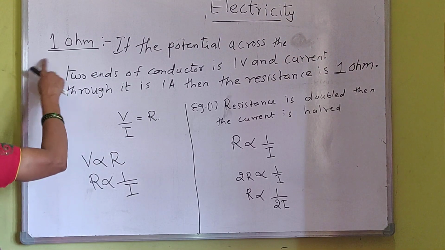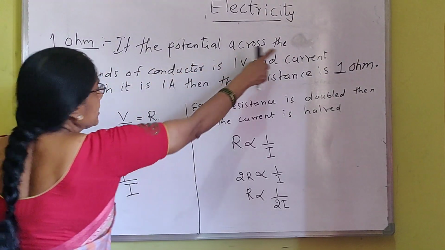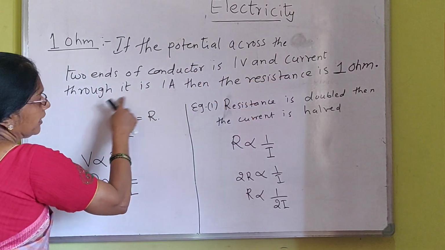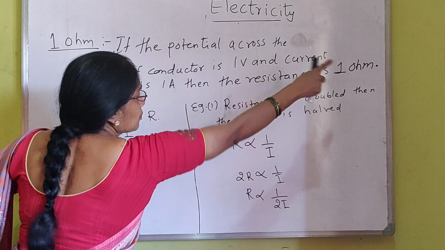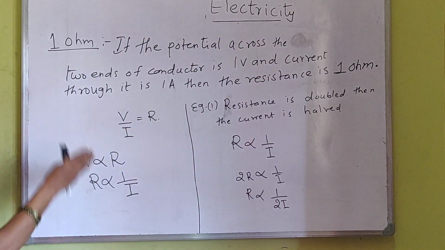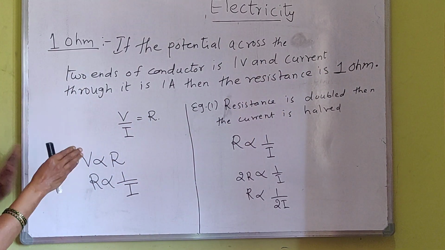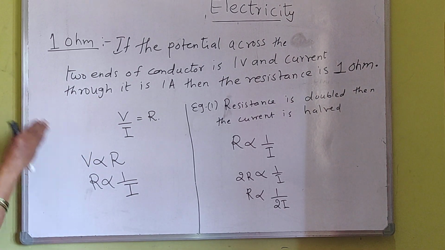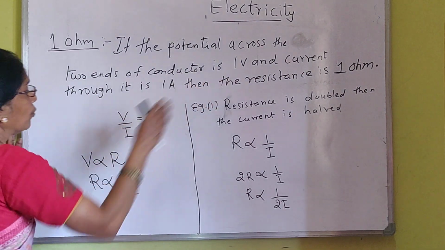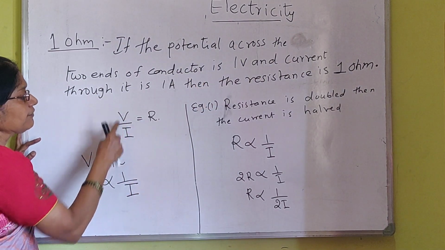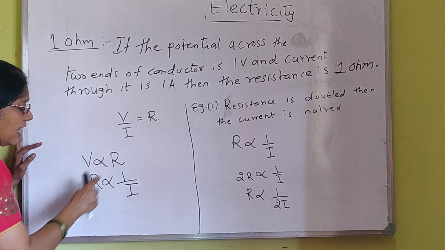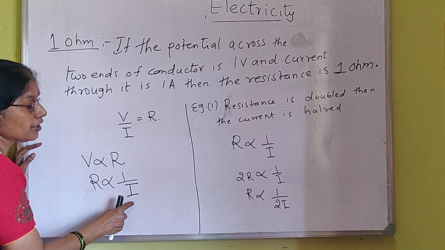Let us see what is the meaning of 1 ohm. If the potential across the two ends of a conductor is 1 volt and the current through it is 1 ampere, then the resistance is 1 ohm. This shows that if the potential difference in any conductor is 1 volt and the current is 1 ampere, then we can say that the resistance of that particular conductor is 1 ohm. We can represent the resistance as V by I is equal to R, where V is directly proportional to R and resistance is inversely proportional to the current.